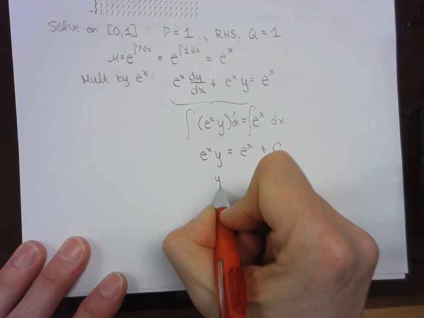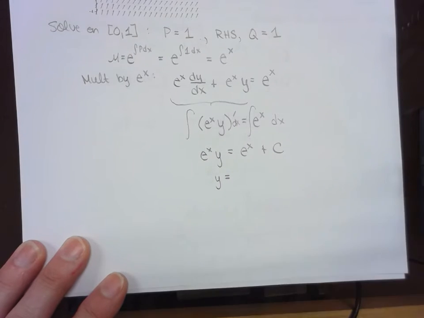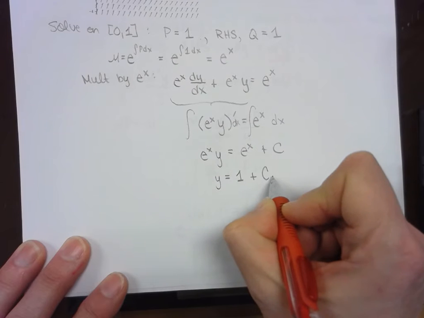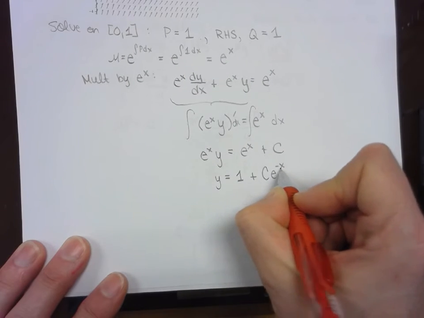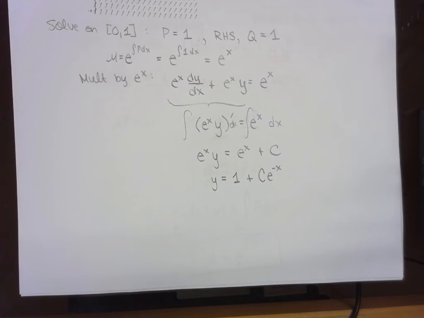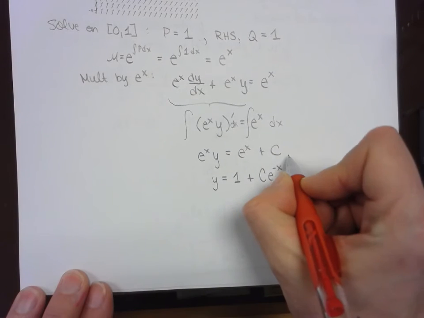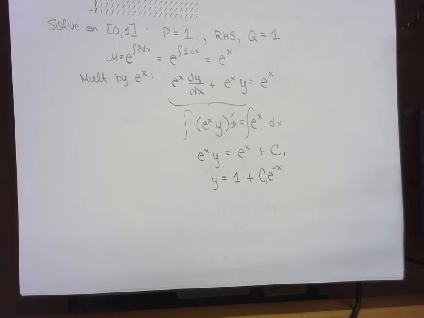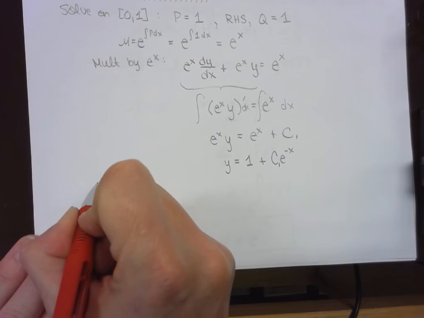And so I'd get y equals, well, e to the x divided by e to the x is 1, plus c e to the negative x. I'm going to call this c1 actually, because we're going to have to go through a similar process for x greater than 1, and we'll have a new constant of integration. Our initial condition is y of 0 equals 1.